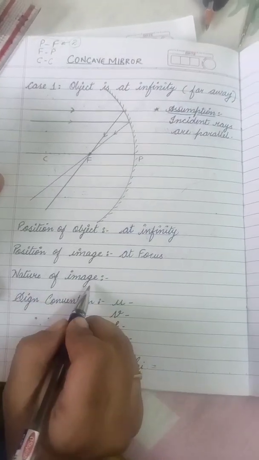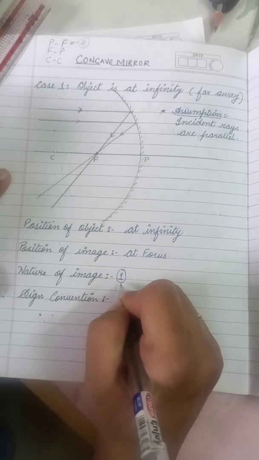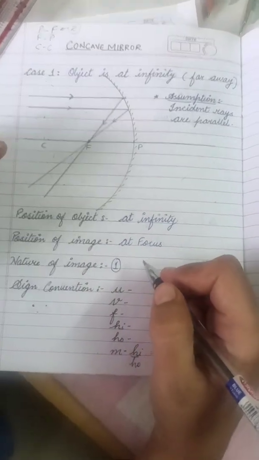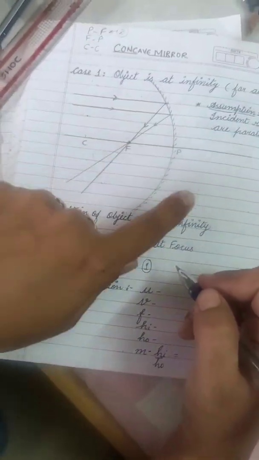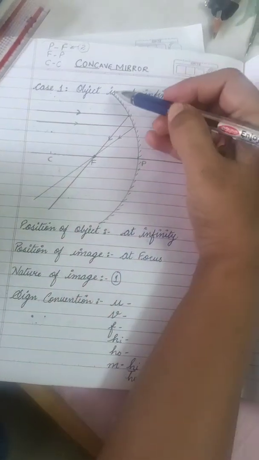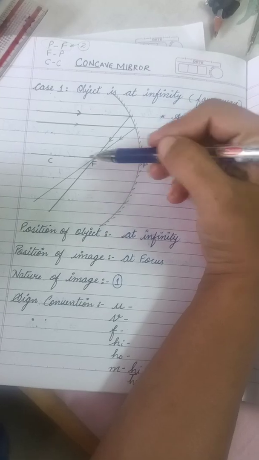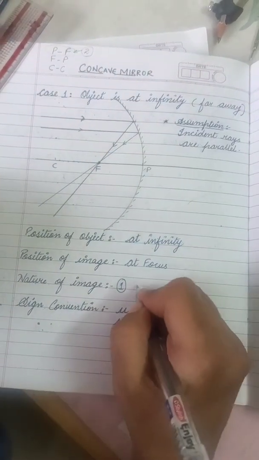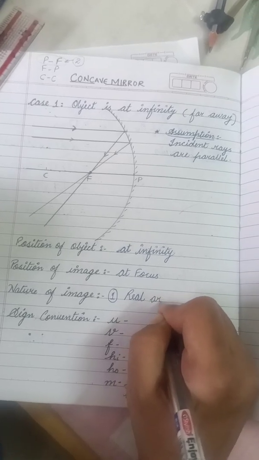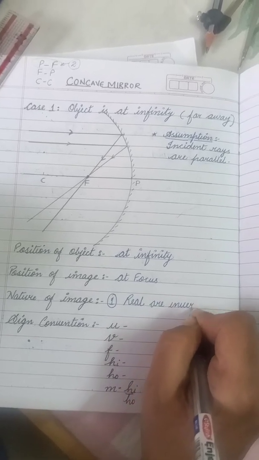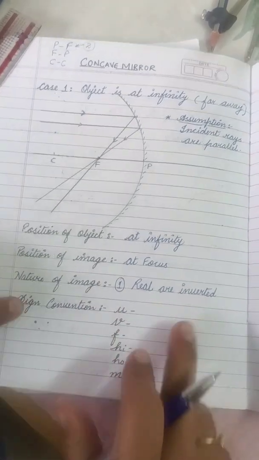Next is the nature of the image. In the nature of the image we have to write two things. First we have to mention whether the image is real or virtual. Now you can see that this image is formed in front of the mirror. Any image that forms in front of the mirror is a real image, and moreover all real images are inverted. So for the nature of the image, first I'll write down real and inverted.